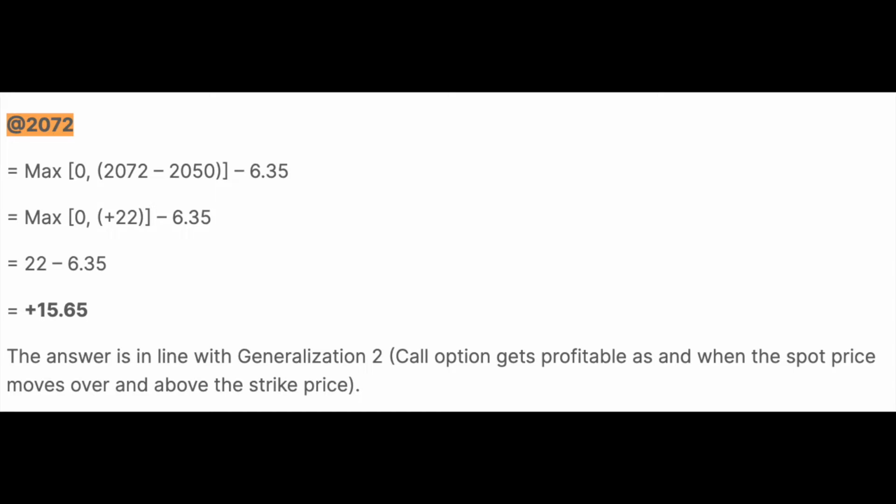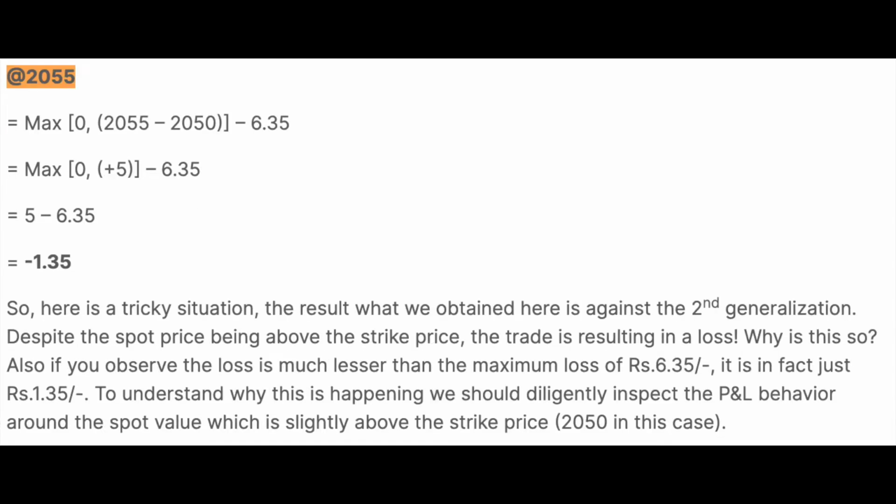At 2072: max(0, 2072 - 2050) - 6.35 = max(0, +22) - 6.35 = 22 - 6.35 = +15.65. The answer is in line with generalization 2. Call option gets profitable as and when the spot price moves over and above the strike price.